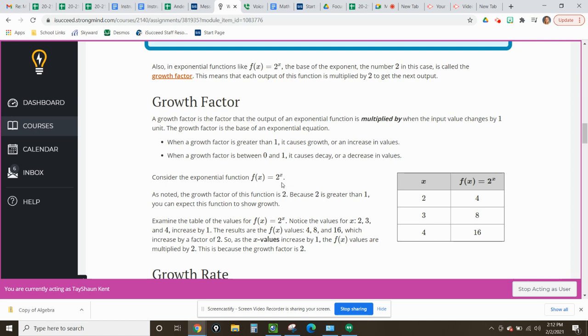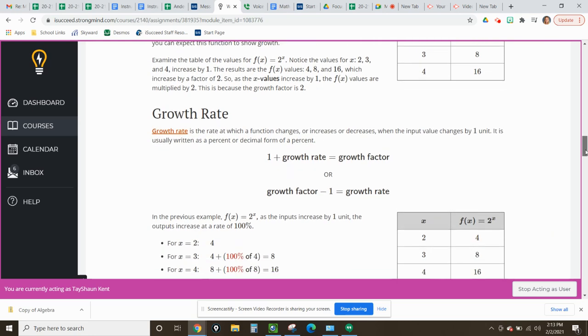Okay, so consider the same function that we've been working with. As noted, the growth factor of the function is 2. Because 2 is greater than 1, you can expect this function to show growth. Examine the table of values. So let's see what happened over here. When I plugged in 2 as my exponent, I got 4. When I plugged in 3, I got 8. When I plugged in 4, I got 16. So you can see we are showing growth as we increase the x value.